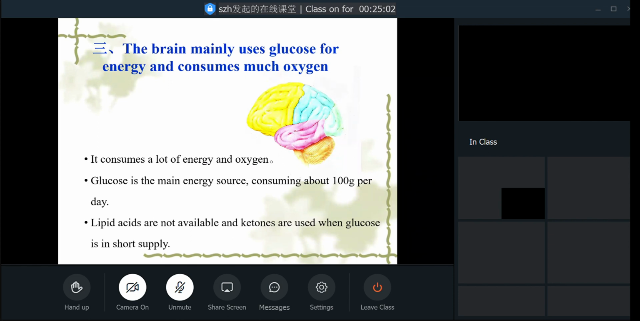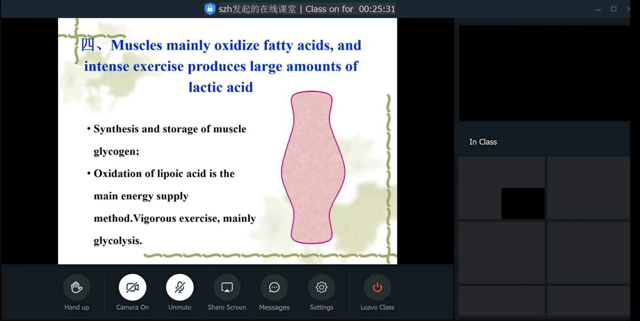The brain consumes a lot of energy and oxygen, and glucose is the main energy source, about 100 grams per day. Fatty acids can't be used, but ketone bodies can be used for energy supply in the short term. And fourth, muscle.